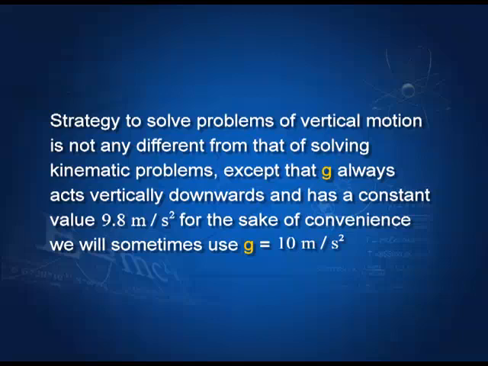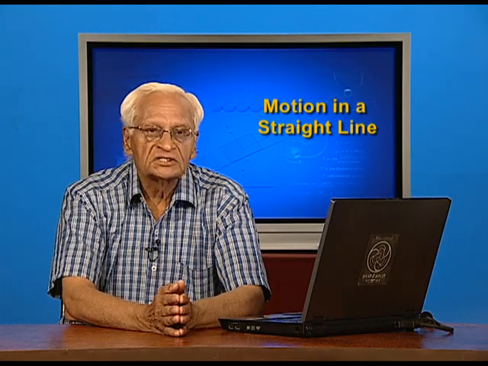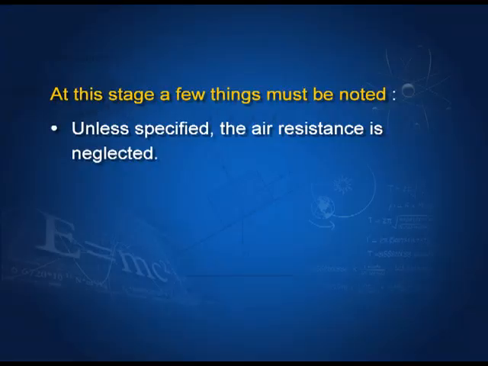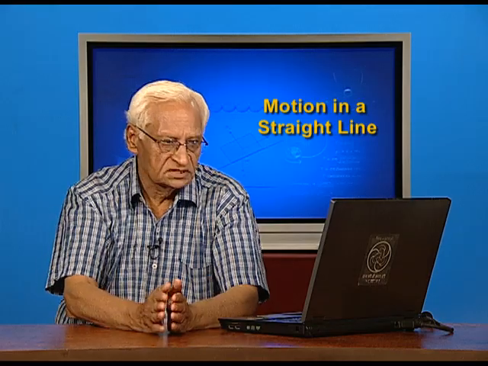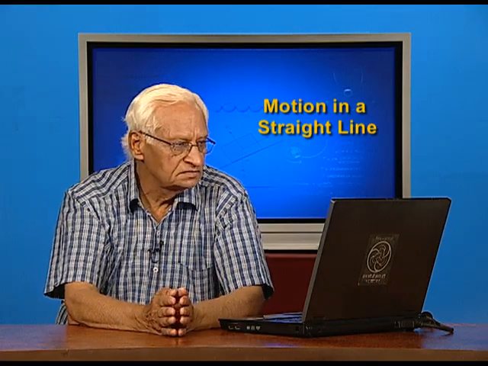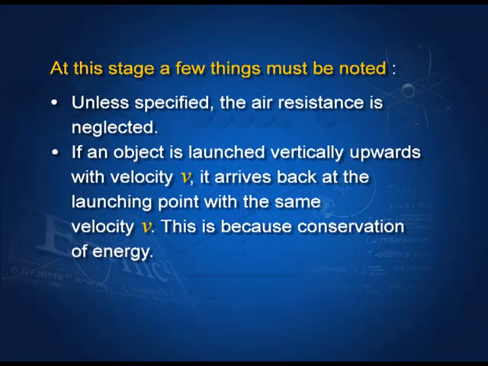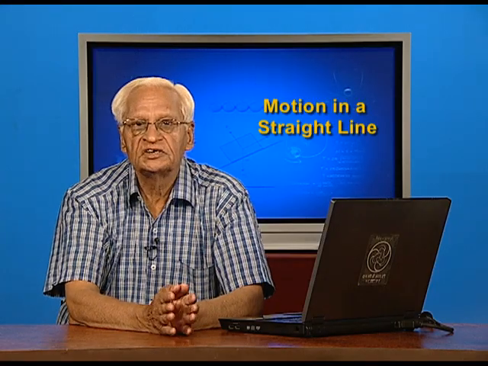However, to illustrate the problems here, we take g equal to 10 meters per second square. At this stage, we must note a few things. Unless specified, the air resistance is neglected. So, the motion of the body is free, no resistance of any kind. If an object is launched vertically upwards with velocity v, it arrives back at the launching point with the same velocity v. This is because of conservation of energy.